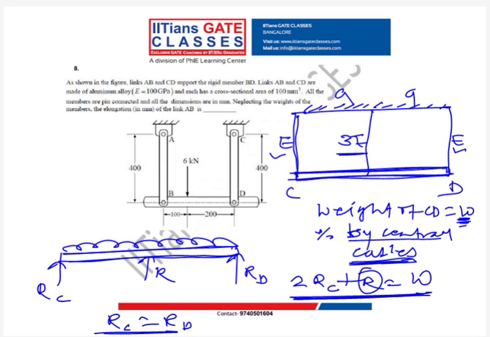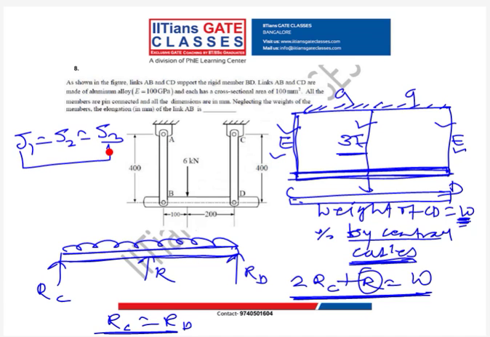What will be the other equation? See, this is the rigid link. It will move together because it's symmetric. Due to symmetry, whatever deflection is in the middle cable will be equal to that in the outer cables. So delta 1 will be equal to delta 2, equal to delta 3. Delta 1 and delta 3 are the outer cables. Delta 2 is the middle cable. Is it clear, guys?